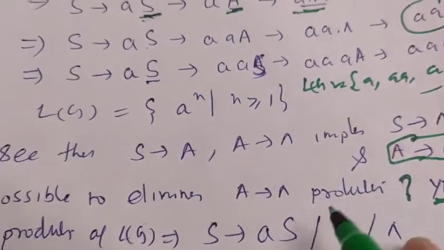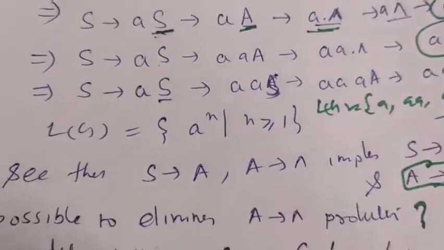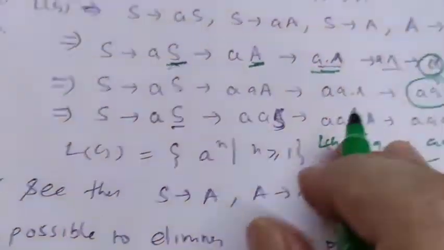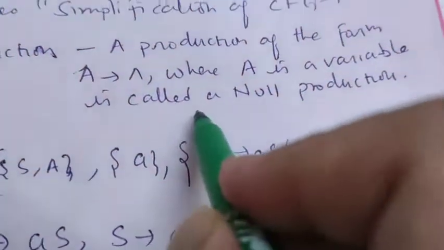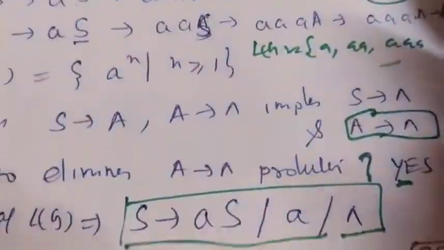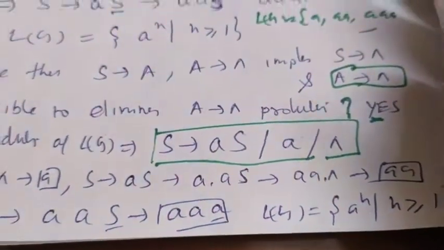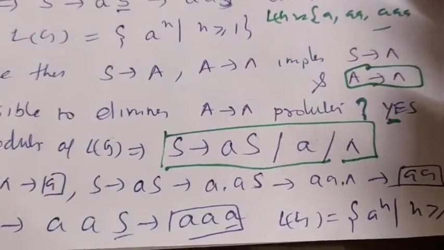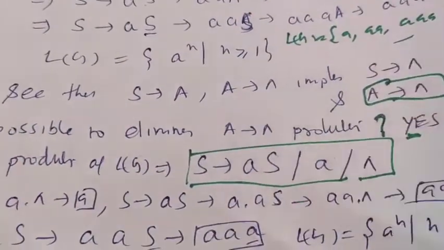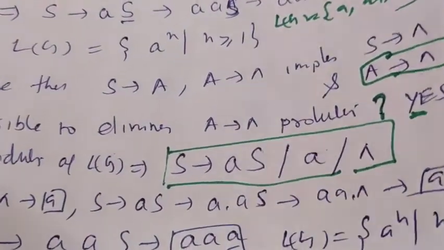So basically the point of the argument is that for the productions which are of type A tends to null, we have to eliminate those productions while doing simplification of the grammar. So this is called null production. In the next lecture I will explain the unit production.